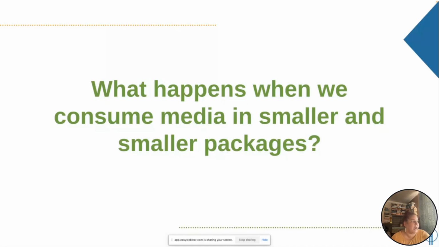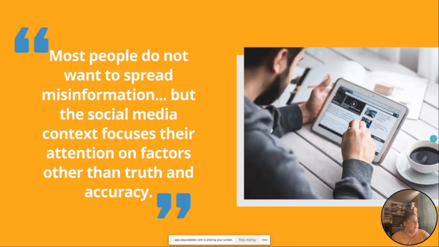So this is the question, what happens when we consume media in smaller and smaller packages? And I've kind of already talked about this, so I won't dwell on it. But essentially, we're not actually discerning that information very well, right? Because we're just going quickly, we're reading only tidbits or snippets of information. So I think in general, this is an accurate statement.